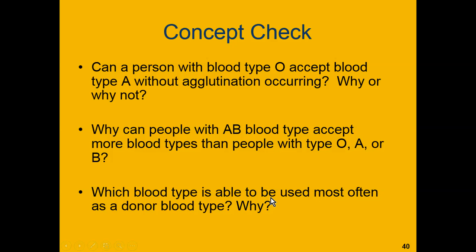And then finally, the last question, which blood type is able to be used most often as a donor blood type and why? The correct answer for that is O negative. That O negative blood type lacks the A antigen, it lacks the B antigen, and it also lacks the rhesus factor, the RH antigen. So there's nothing on the surface of the blood that should be able to trigger an immune response if it's donated to somebody else, and that's why we use O negative blood as the universal donor.